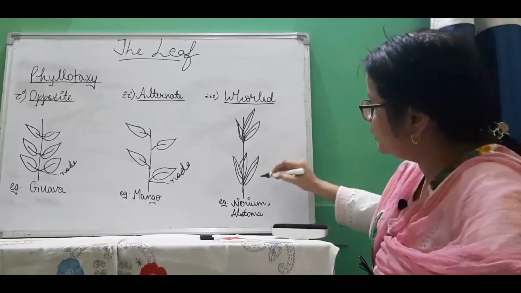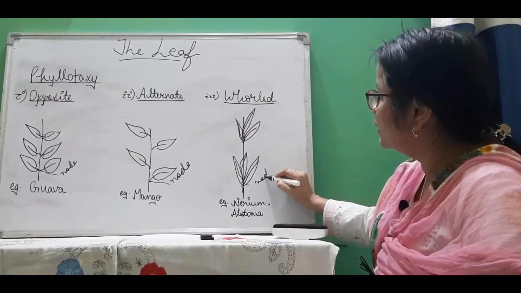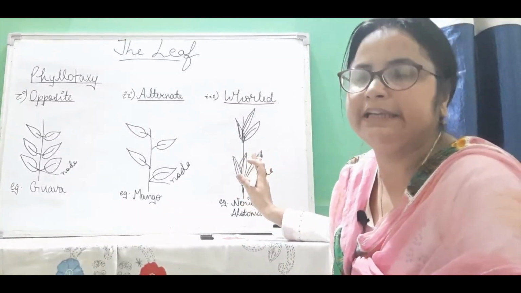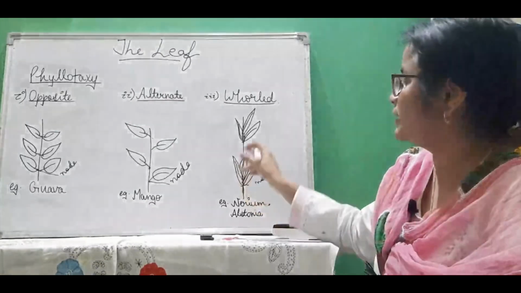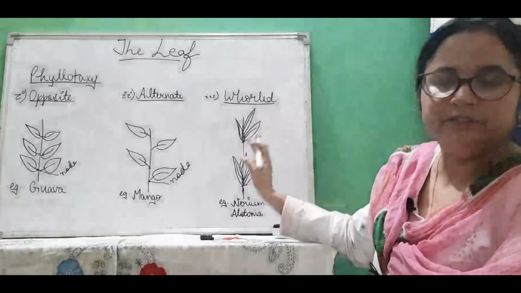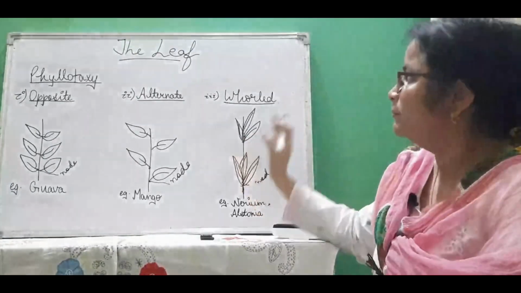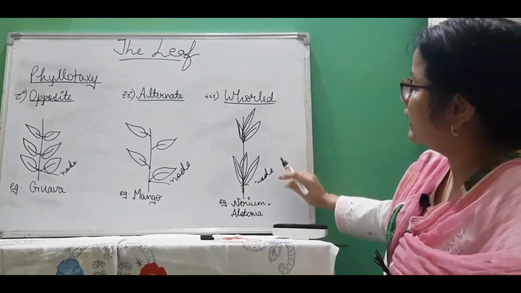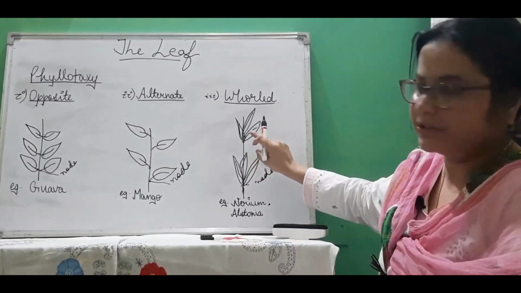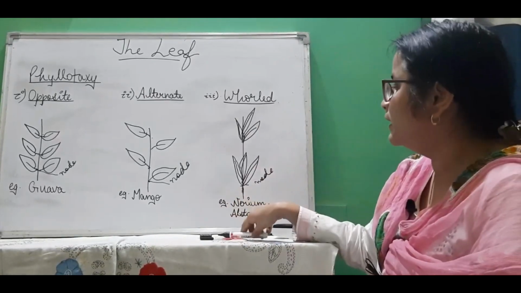In this arrangement of leaves, on a single node, not one or two but more than two leaves are attached. We can say in some plants 3 leaves are attached, in some plants 5 leaves are attached, and in some plants more than 5 leaves are attached. Meaning of whorled arrangement is that on a single node many leaves are attached. This type of arrangement is known as whorled arrangement.